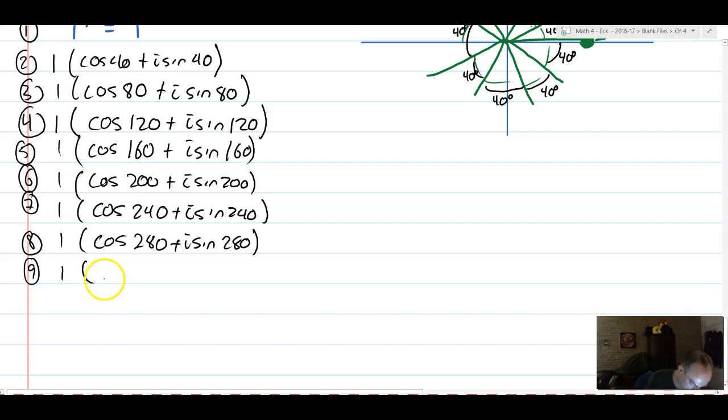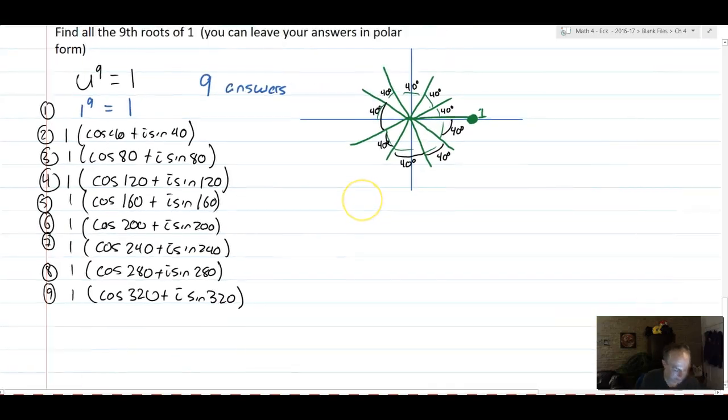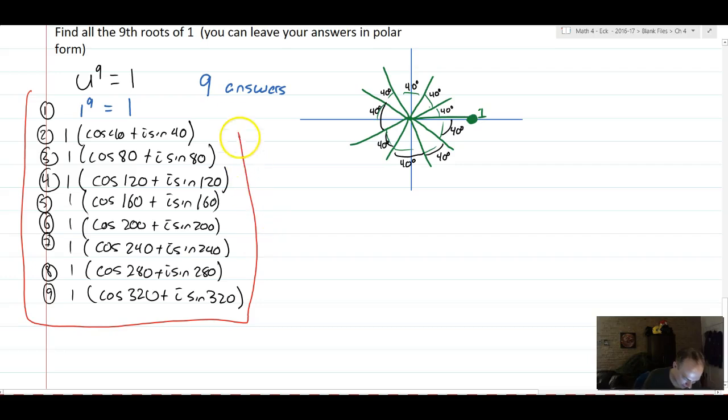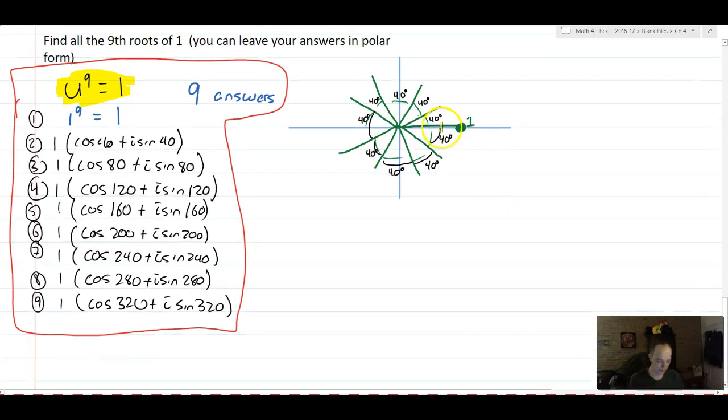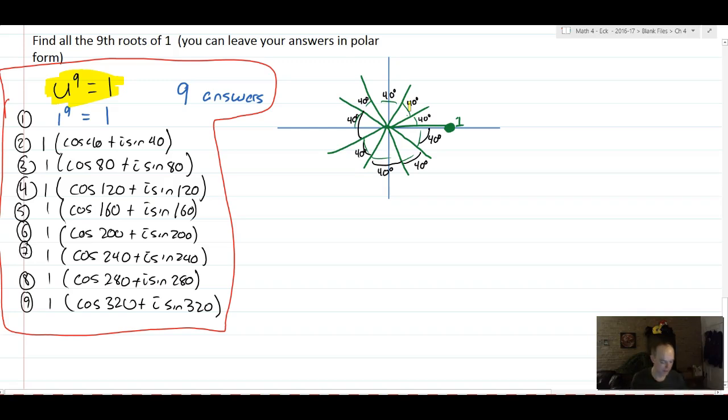All right. And to finish out the list here, 1 cosine of 280 plus 40 is 320 plus i sine 320. Now, if we had to put our answers back in rectangular form, we would just evaluate whatever cosine 200 is. It would be some gross decimal. But anytime, unless it's something like 120 or 240, it's probably better to just leave things in polar form, because you've solved the problem here. Format doesn't matter as much. So these are, right here, the 9 answers to this equation, all using that pattern that we've recognized about rotating around the origin.